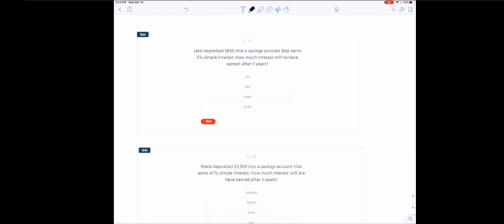Number 5 says, Jake deposited $600 into a savings account that earns 5% simple interest. How much will he have earned after 6 years? So principal, 600. Rate, 5%. Let's set it up as a decimal. Divided by 100. That's a whole number, so the decimal is at the back. Move 1, 2. Fill in that space with a 0. So rate is equal to 0.05.